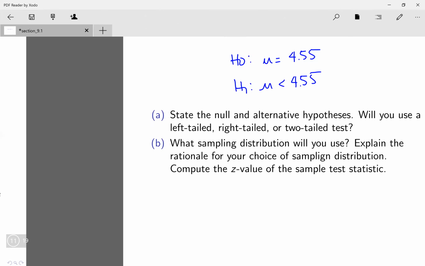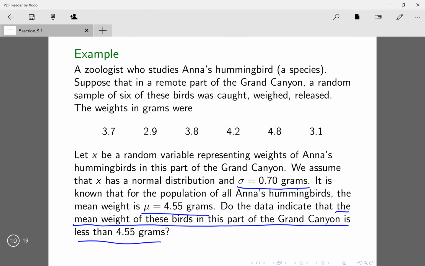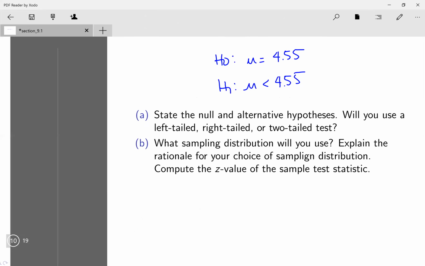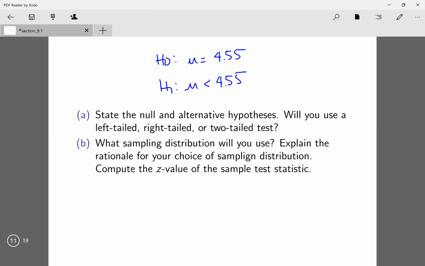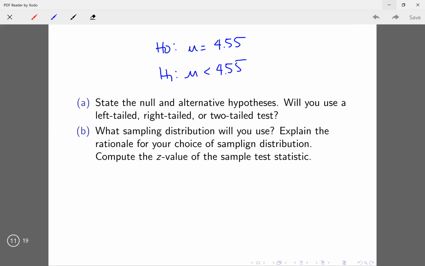So if I go back to the previous slide, you'll see that the question we were asking was, does the data indicate that the mean weight of these birds is less than 4.55 grams? And that's why our alternative hypothesis is mu less than 4.55 grams. And what is this test? Is it left tail, right tail, or two tail? Well, I think what you'll see is that this is a left tail test.